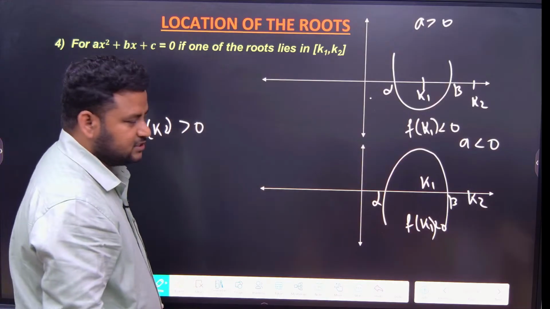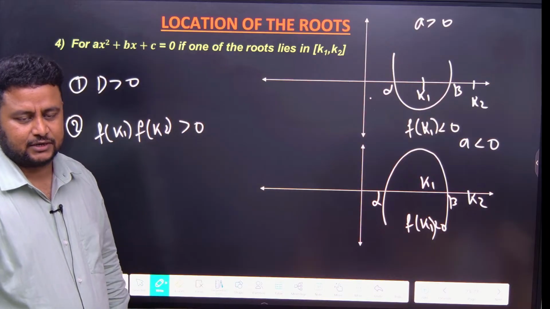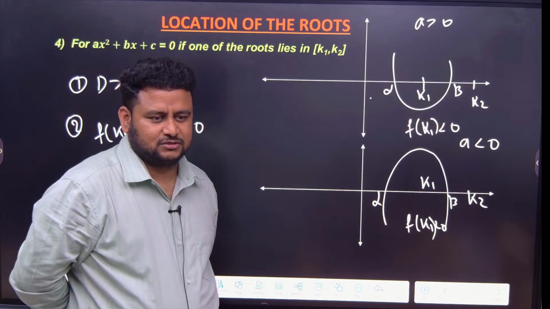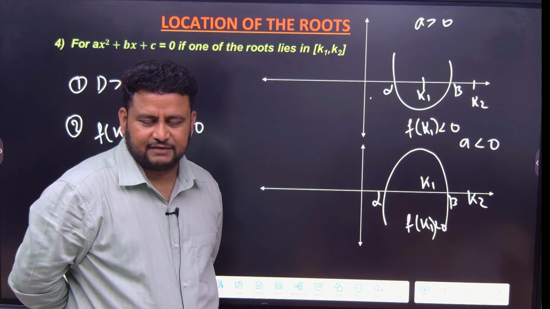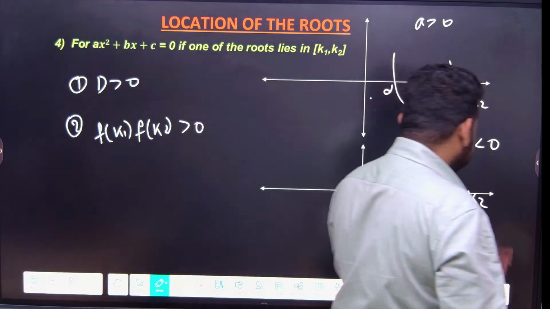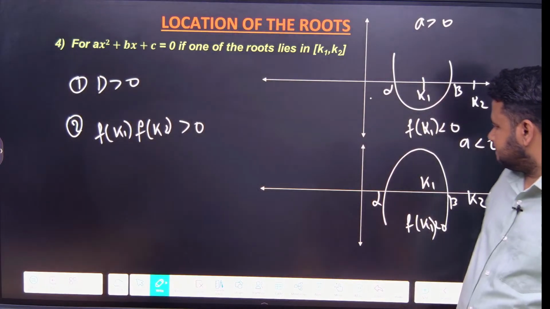Please write down. This is root lies between k1 and k2. Root is lying between k1 and k2. There, what was happening? K is lying between roots. Now it is root lying between k1 and k2. Got it? Write down.